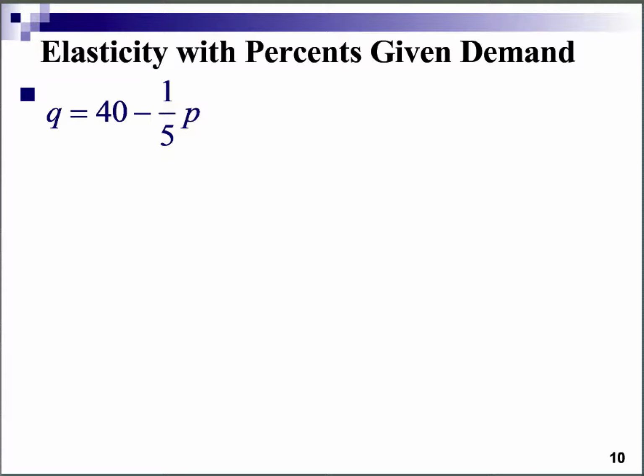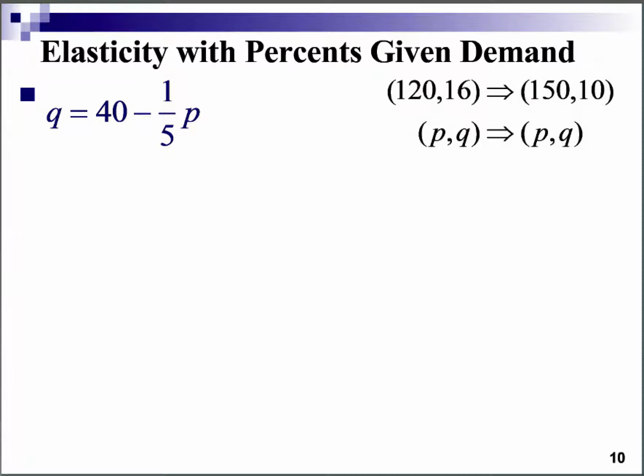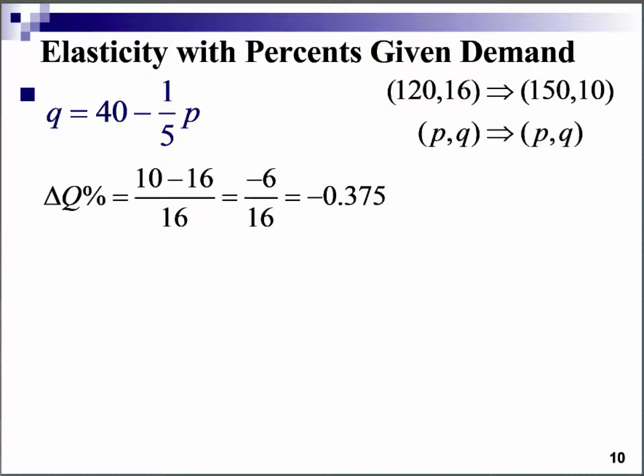So let's go ahead and continue with this example. Keep in mind we've just generated 2 points. We're starting with a price of $120 and increasing to $150, and that results in a decrease in quantity in demand from 16 items down to 10 items. So we think of these as 2 points, P, Q. Now remember, our elasticity equation asks us to look at the percent change in quantity in demand. So here's the calculation for that.